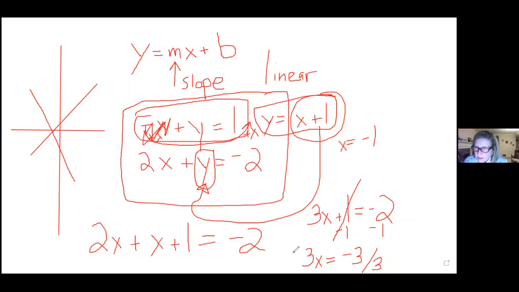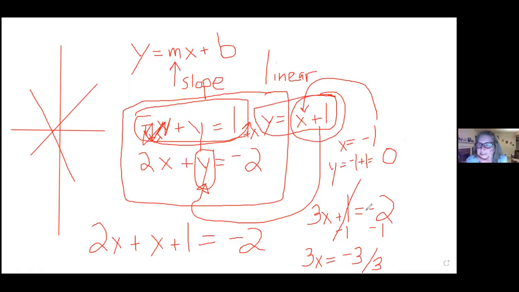Now, all I have to do is put this back in here, and now I have my y. Y equals -1 plus 1, which equals 0.